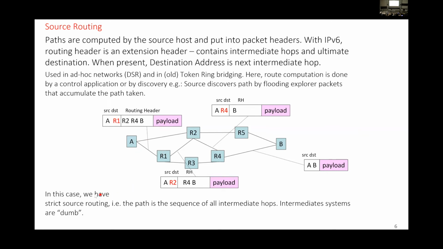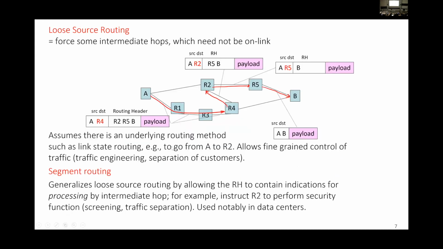That's the method which is called strict source routing. Here it's called strict. It means that the routing header contains exactly the list of all the hops. If the network has changed, or if there's an error in the list, then it will not work. The packet will be lost. You will need to send exploratory packets again.